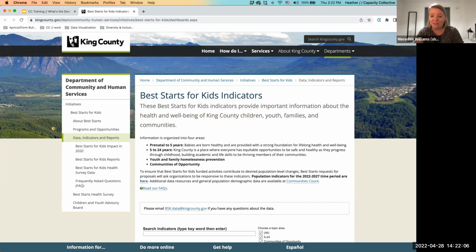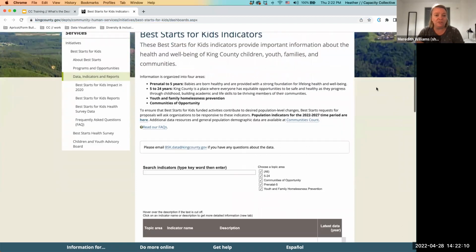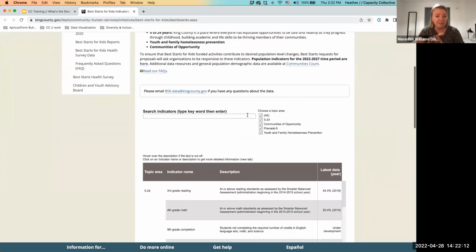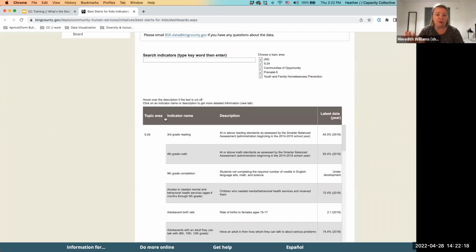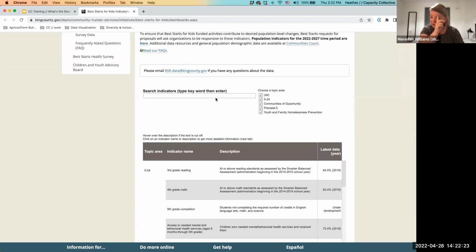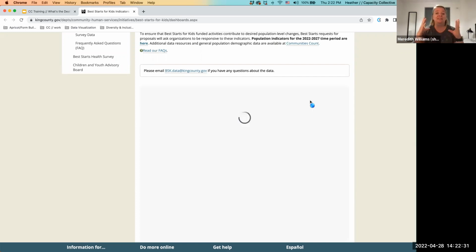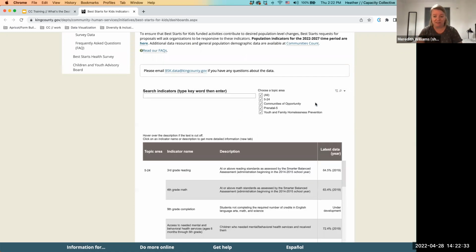All right. So you'll see that there's a couple of ways that you can look at data here. You can search for a particular indicator, right? And there's a box for that, the search box, or you can browse based on the type of programs you want to know about. So let's try both ways. Let's start by searching for an indicator. And I remember the first thing I learned about BSK is they wanted all kids to be kindergarten ready. So let's do a search for kindergarten.